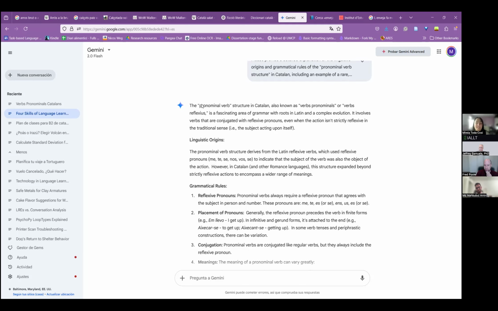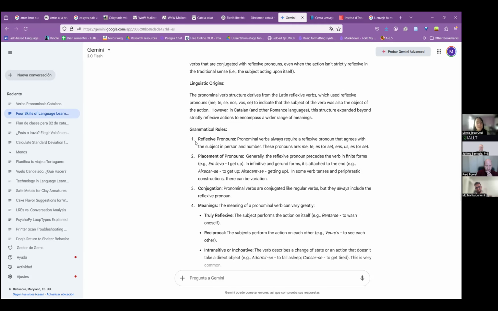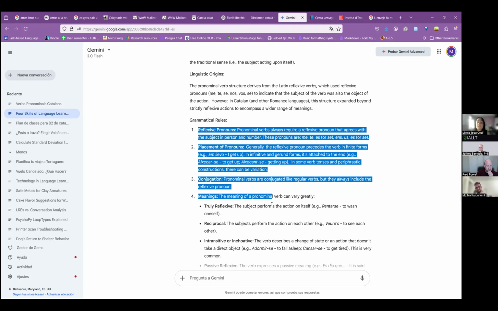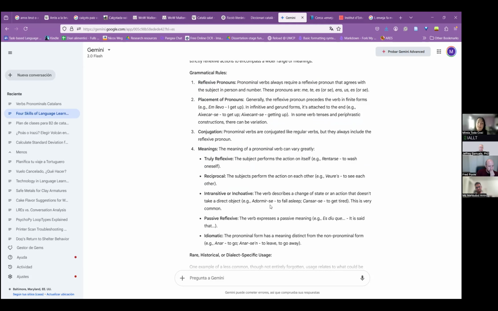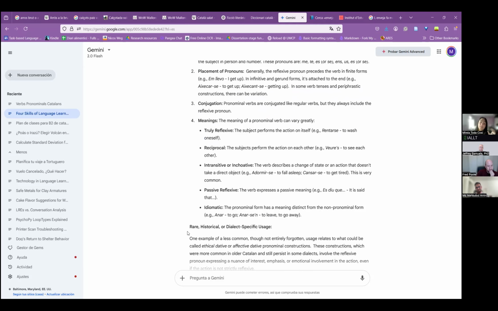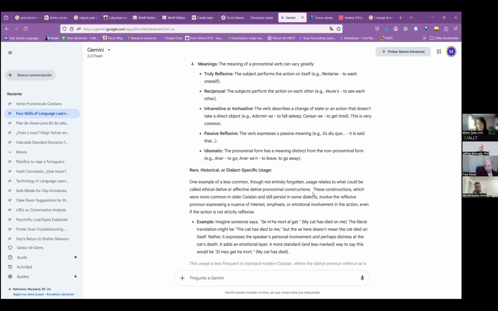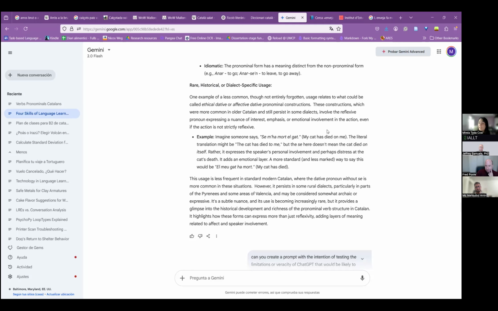So when asked to talk about pronominal verbs, it provides pretty good rules of thumb that are accurate. However, when asked to go into more rare historical dialect-specific usage, that's where the AI breaks down and lacks representation. It brings up the case scenario of "Ça m'a mort el gat," which in English it will translate to "the cat has died to me." So it got it right.